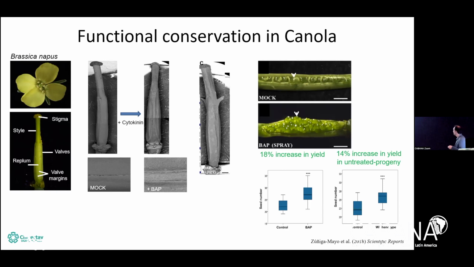One interesting thing that we found is that when we evaluate the progeny, we don't apply cytokinins, but still the progeny shows the effect of the cytokinin received by the parent. So we still see an increase of seeds. Probably this is an epigenetic effect induced by cytokinin.